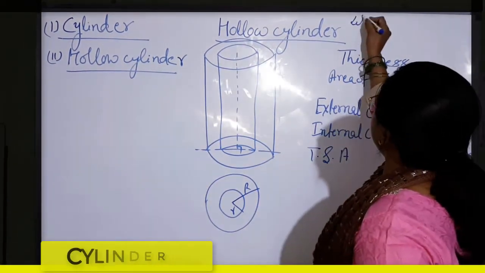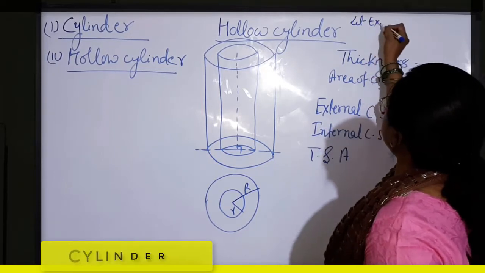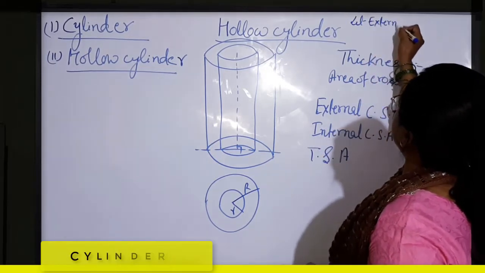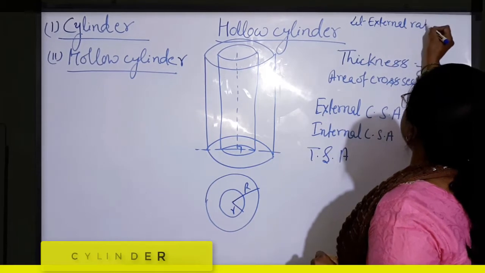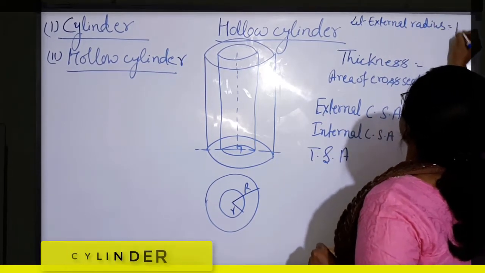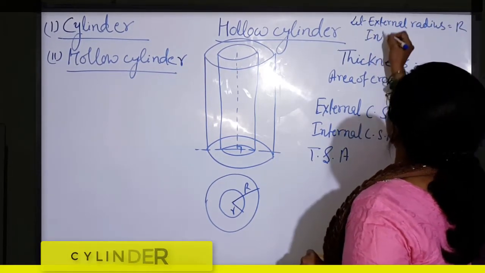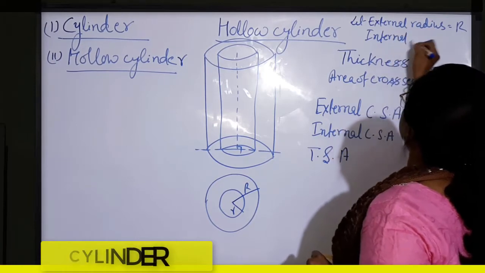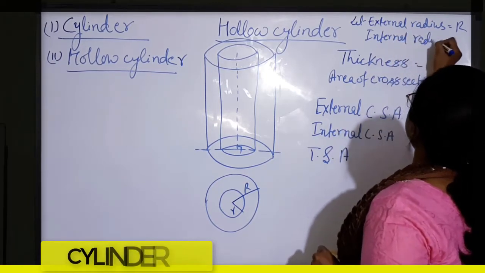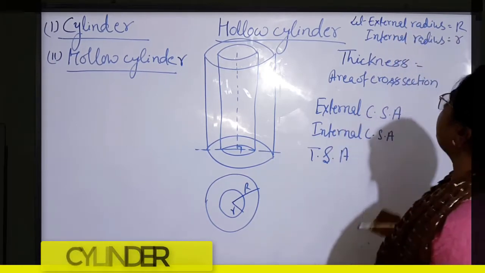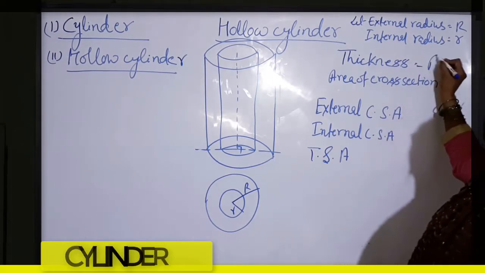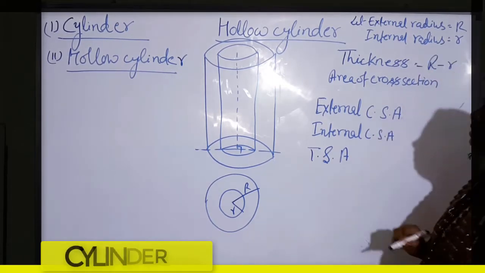Let the external radius be equal to capital R, and the internal radius be equal to small r. So the thickness is equal to capital R minus small r.